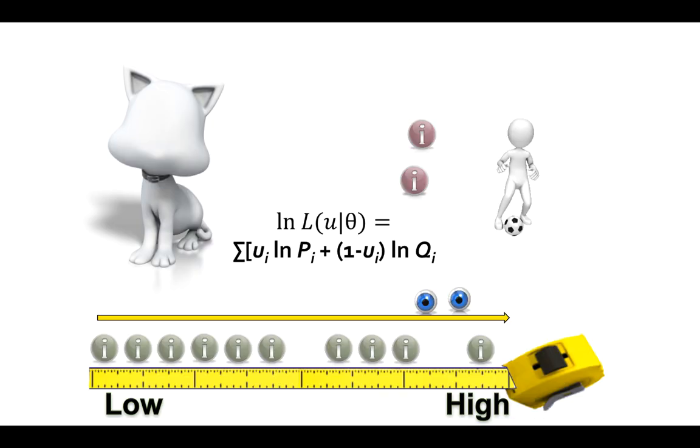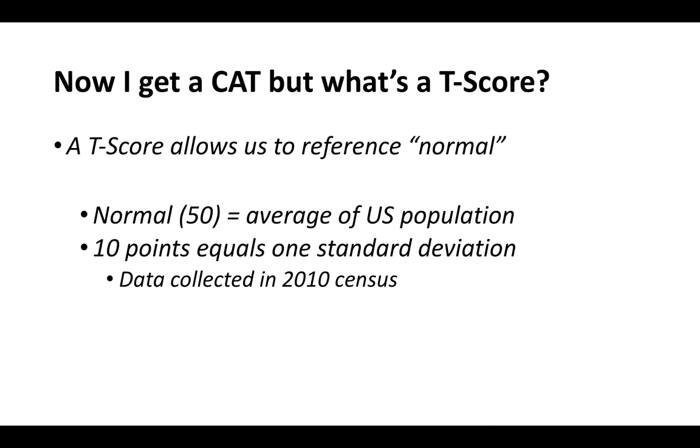Okay, typically this requires the patient to answer 4 to 6 items, which takes less than 1 minute per scale. So you can see how this would allow us to include several different CAT-based PROMIS instruments in a single session with a patient. So now I get a CAT, but what's a T-score?